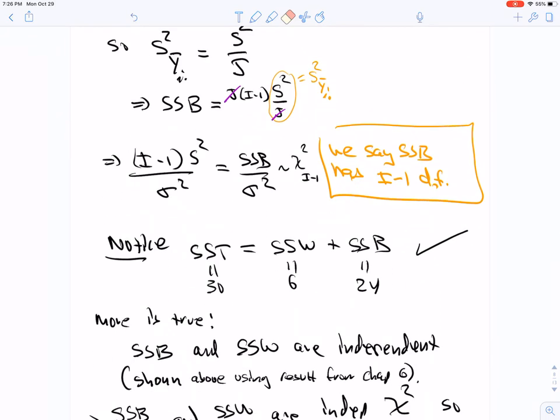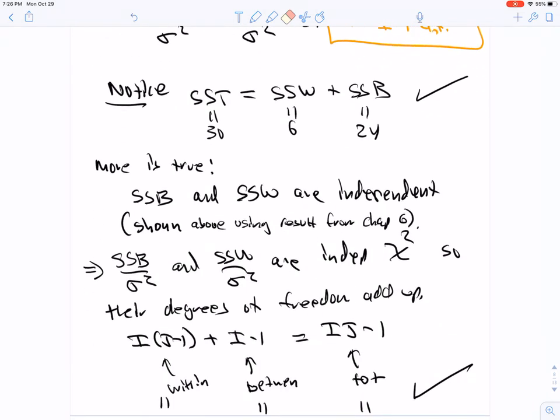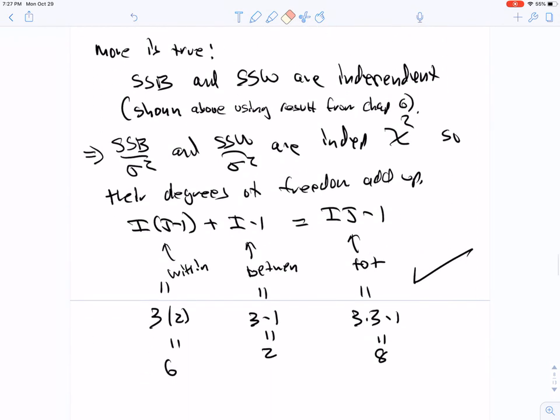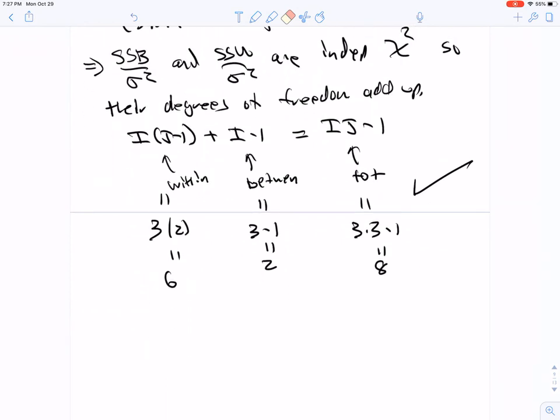So now we can see numerically that SST is SSW plus SSB, because 30 is 6 plus 24, but more is true. The SSB and SSW are independent, and so since SSB over sigma squared and SSW over sigma squared are independent chi-squareds, their degrees of freedom should add up. And in fact, you can check that they do. So I times j minus 1 plus I minus 1 is, in fact, ij minus 1. In other words, 3 times 2, which is 6, plus 2 is 8. Yes, we can count. So there you go.